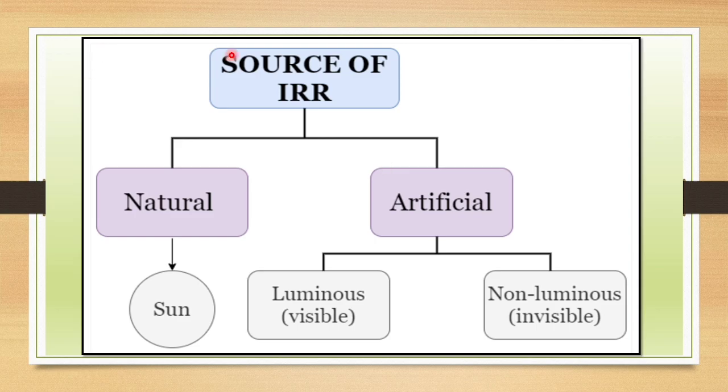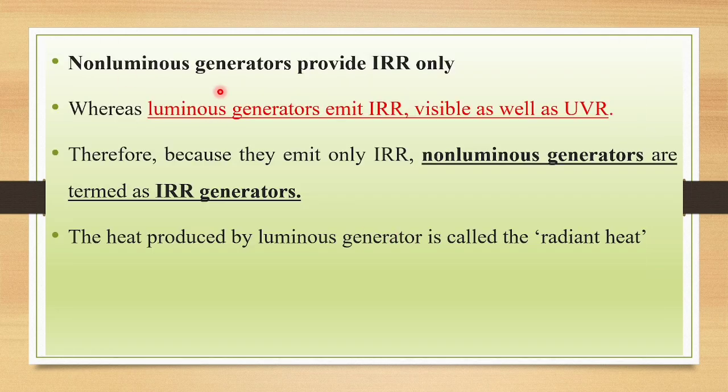So this is the schematic representation for a better understanding of the source or production of IRR. It can either come naturally from the sun or it can be generated artificially by the two types of generators, luminous and non-luminous generators. Non-luminous generators provide infrared radiations only, whereas luminous generators emit infrared, visible as well as ultraviolet radiations. Therefore, because they emit only IRR, non-luminous generators are termed infrared generators. The heat produced by a luminous generator is called radiant heat.